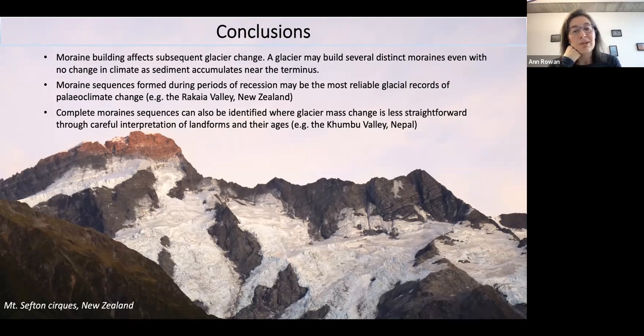Moraine sequences formed during periods of recession may be the most reliable glacier records of paleoclimate change. And the example for that is the Rakaia Valley in the Southern Alps. But complete moraine sequences can also be identified where mass change is less straightforward, but it does require careful interpretation of landforms and their ages. So the example for this is the Khumbu Valley in Nepal. And there I will stop. Thank you.